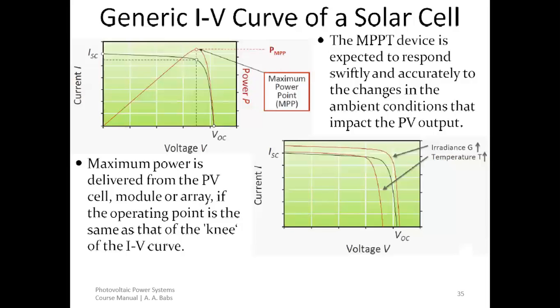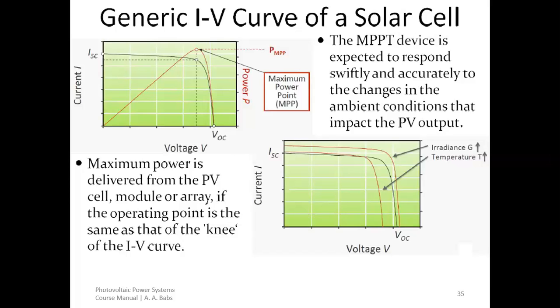All right, let's get started. Now, we will be talking about the general IV curve of a solar cell. IV means current voltage. So when we say IV curve, we're talking about the current voltage curve.